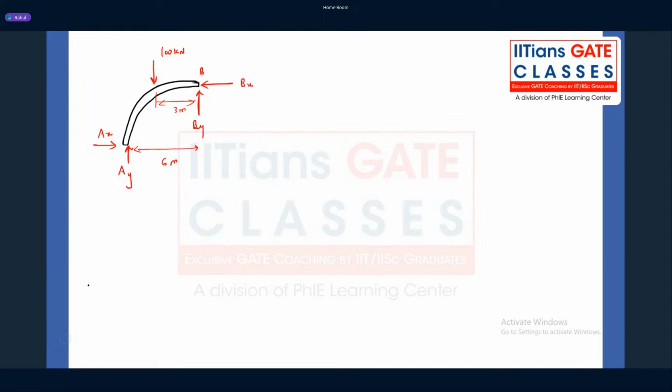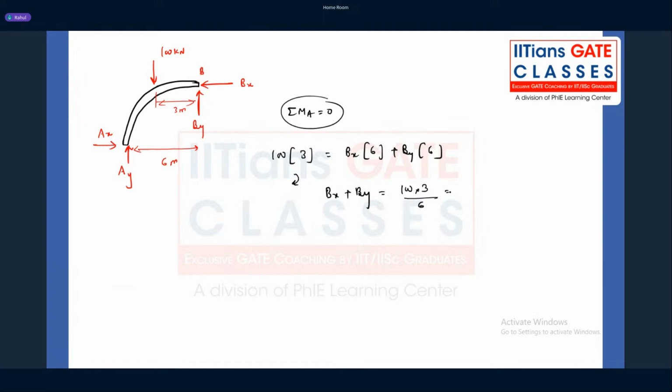Now, to calculate, first of all, we can take the summation of moment about point A to be 0. Then 100 into 3 is clockwise. What about the anti-clockwise? Bx into 6 plus By into 6. So Bx plus By equals 100 into 3 over 6, which is obviously 50. That is the first equation.